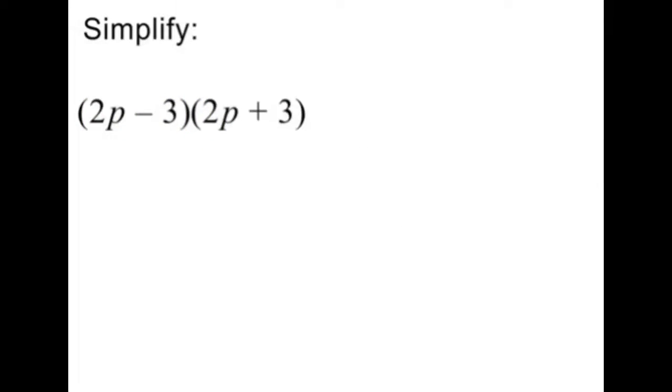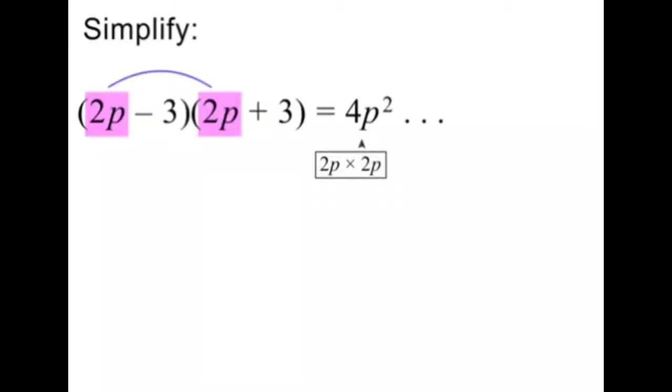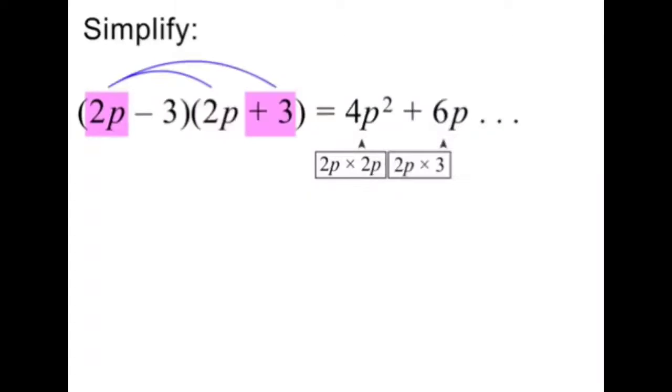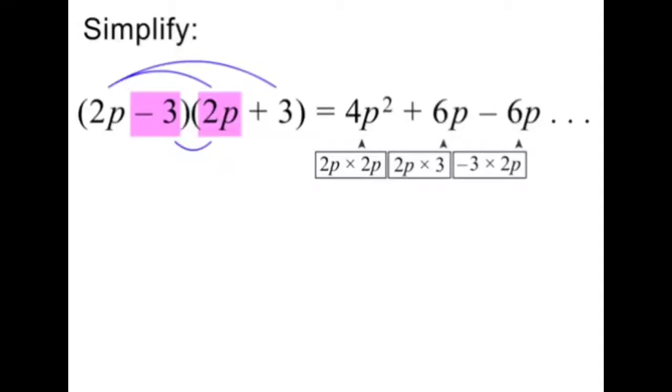Please pause to check my working. In the next example, we again have two identical brackets with opposite signs. Let's go on to see if we get an answer with only two terms. Using FOIL, we begin with the first terms. 2p times 2p equals 4p squared. Then the outer terms. 2p times plus 3 equals plus 6p. Then the inner terms. Minus 3 times 2p equals minus 6p.